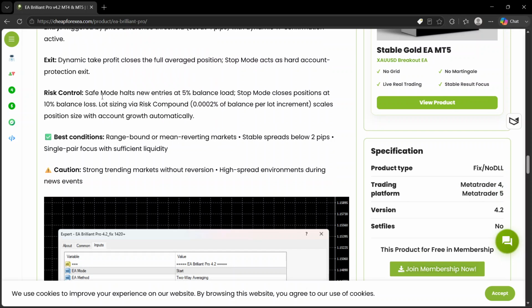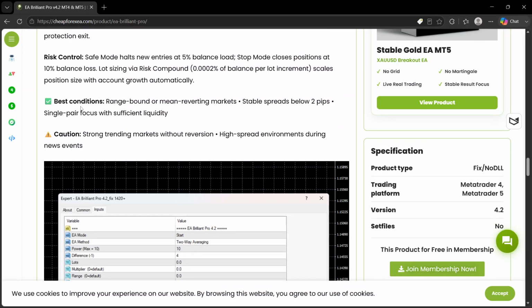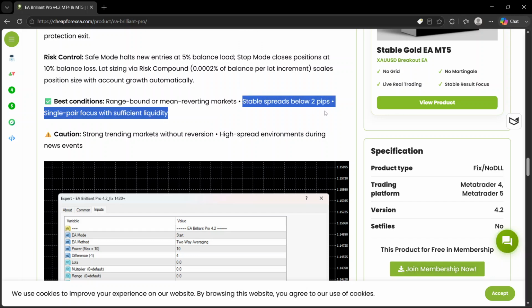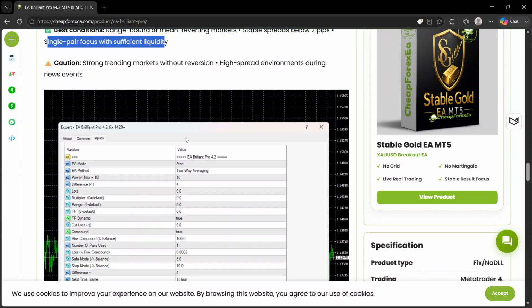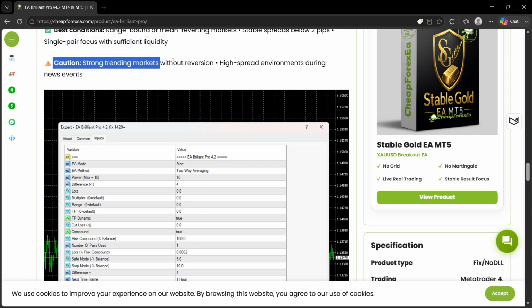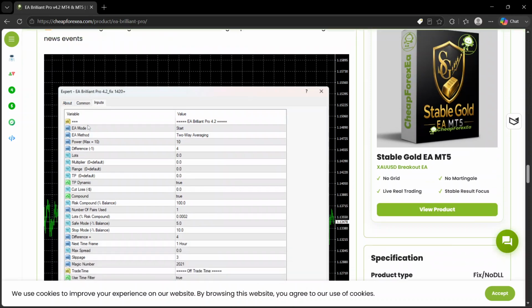It claims to have risk control, which is a safe mode that halts new entries at 5% balance loss and closes at 10% balance loss. We also have lot sizing via risk compound, and so on. They say its best conditions are a range bound or mean reverting market, stable spreads below 2 pips, and single pair focus with sufficient liquidity. Now, this means that it doesn't work on all markets, especially strong bullish or strong bearish markets. So keep that in mind. Like I said, they caution against strong trending markets without reversions and high spread environments during news events. They also drop their settings for the EA.